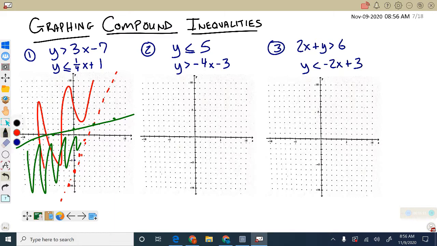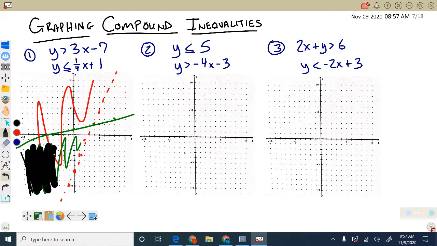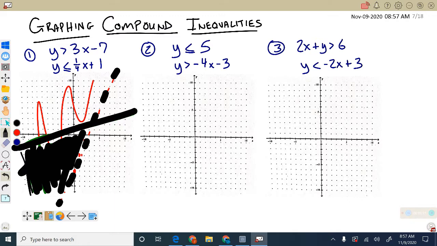So I like doing it like this. I can see I have my overlapping area coming down here, and I'll really shade it in and force this right here is where I want my answer to be. So make sure dashed line, solid line, shading is down beneath.